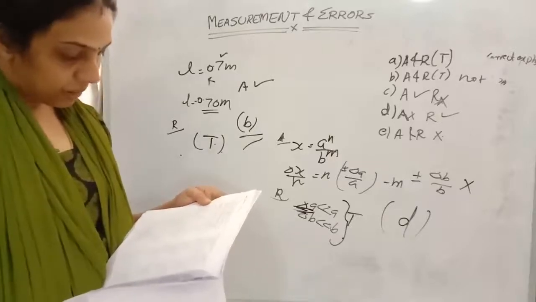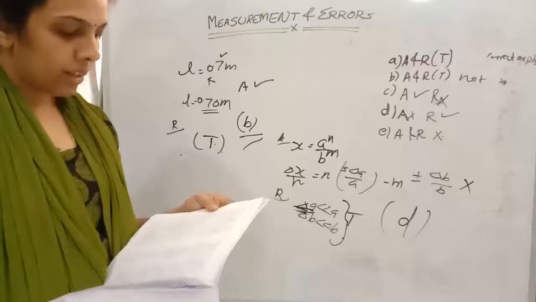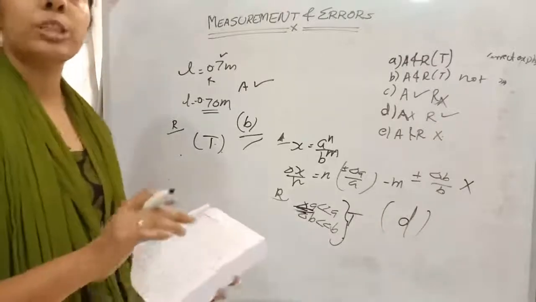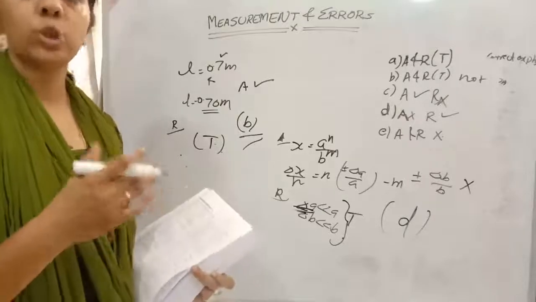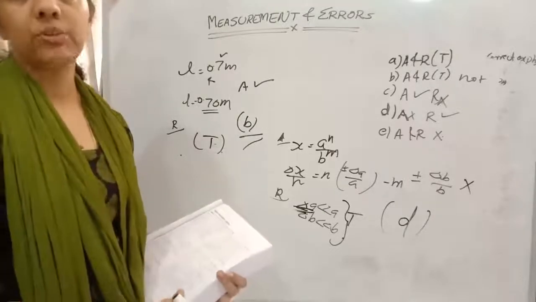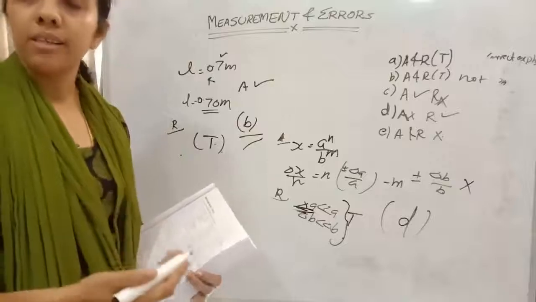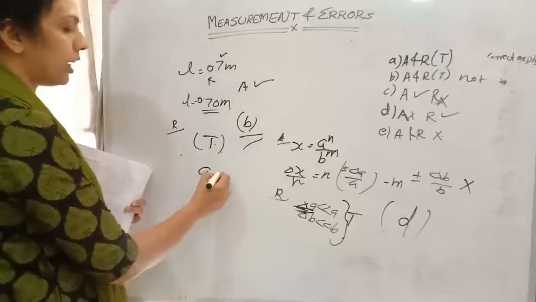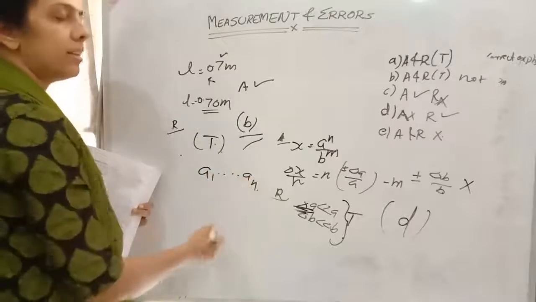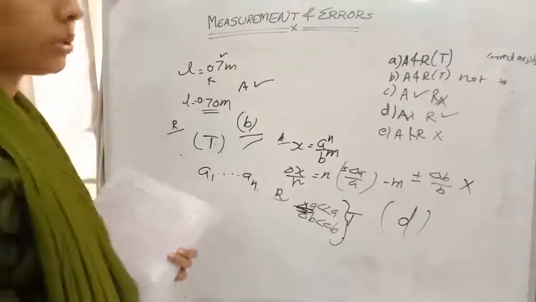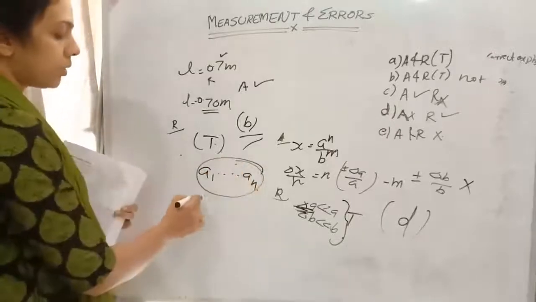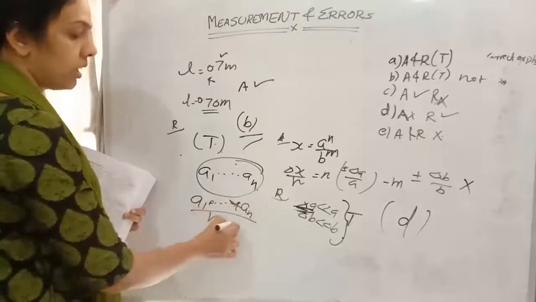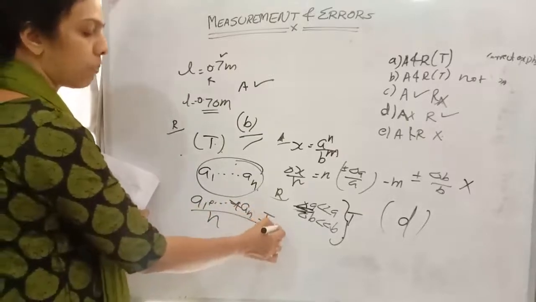Absolute error may be negative or positive. That is the assertion. Absolute error is the difference between the true value and the measured value. Right? So if I have n number of readings, A1, A2, A3, up to An, then how will I find the true value? I will find the mean first. The mean of all the measured values will give you the true value.